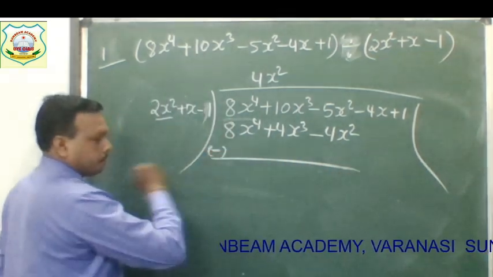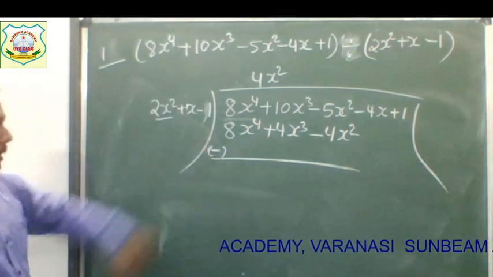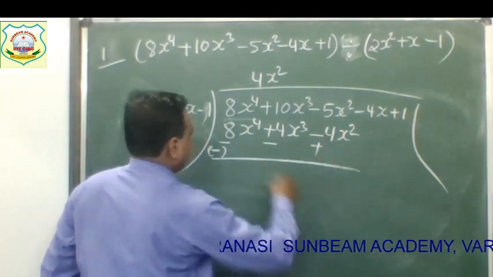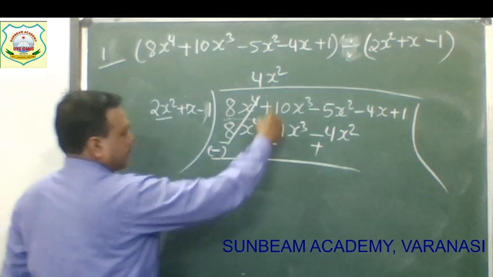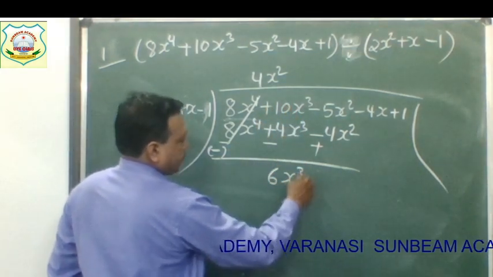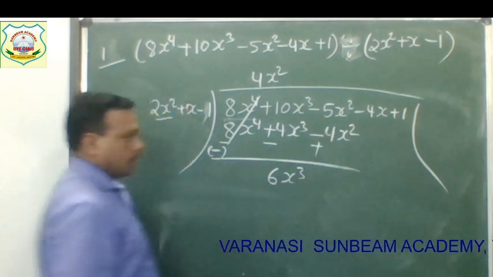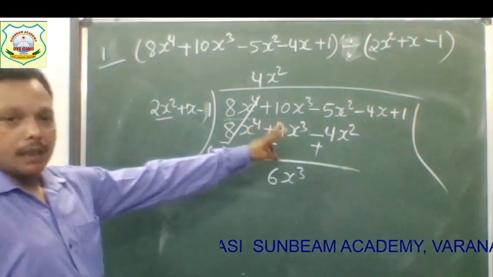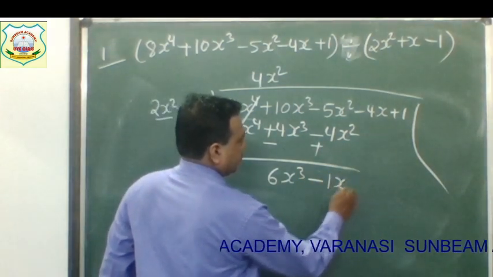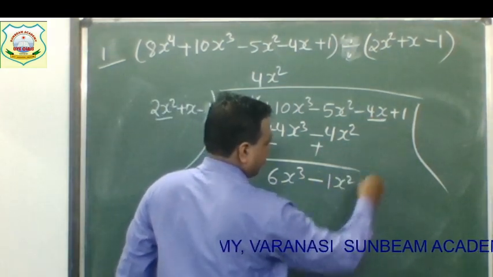Minus is here. If plus, then the sign will change to minus. Plus is here, minus, then plus. Minus, it will be cancelled. Minus plus, minus 10 minus 4, 6x³. Plus, minus, and minus, but the minus sign is greater, 5. So minus 1x². Now minus 4x will come.